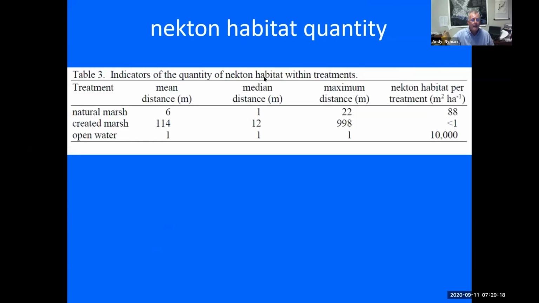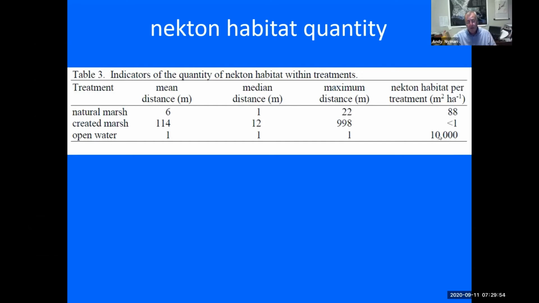All right, let's get to the data. So in the natural marsh, here's the mean distance to finding fish habitat. Here's the median distance, maximum distance, and here's how many meter square of fish habitat there'd be in 10,000 meters square in a hectare, 88. In the created marsh, there would be less than 1 meter of fish habitat per hectare. In open water, well, there'd be 10,000 acres of fish habitat per 10,000 acres of open water because it's all fish habitat. But you know, we got enough of that stuff.